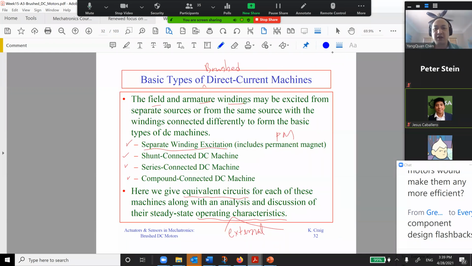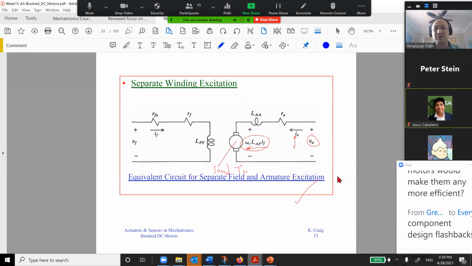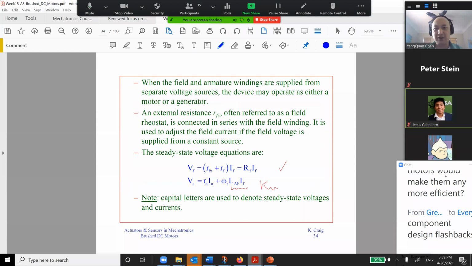So I said we have 4 types of excitation method. Different methods will have different characteristics, okay? So let's take a look at this one. This is widely seen. It's called separate windings. So you can provide VA, you can provide VF. You can change VA, change VF, then you change the speed, okay? So this is separate excitation. But you can see this might be expensive.